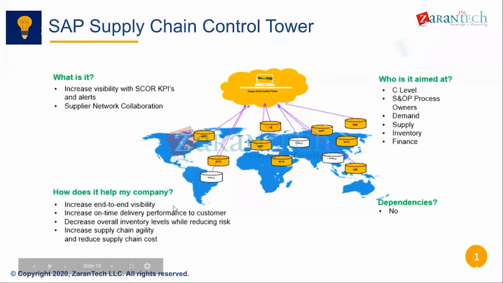It gives an end-to-end visibility. Not only that, it helps reduce the supply chain cost. It gives you a supply network collaboration. It gives you the KPIs and the alerts that are present inside the system. And whom are we aiming at?